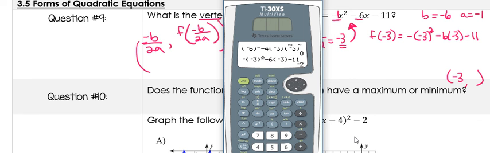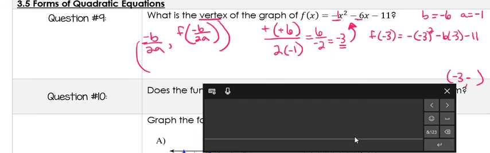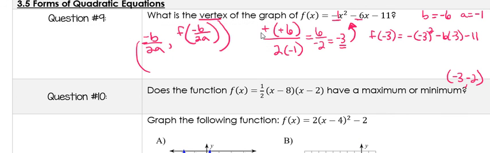And I end up with negative 2 as my answer. So that is my y coordinate. F of negative 3 equals negative 2. That's the same thing as saying y equals negative 2 when I'm graphing that. So there's my point for the vertex of my graph.